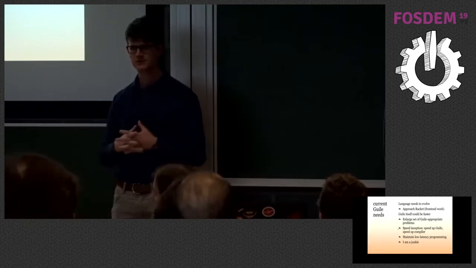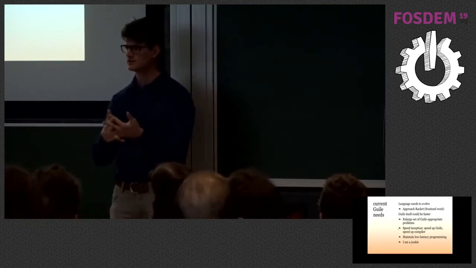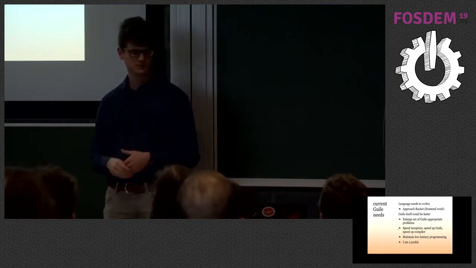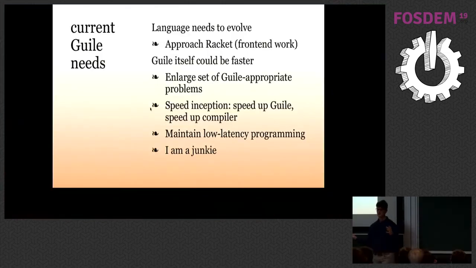And if you think about Guile 2.2, where do we need to go? What do we need to do in the language? What's our goal? What's our direction? What's our purpose? I think on one side, the language itself needs to do a bit of evolving. We haven't really changed the language that Guile implements in a long time. And so we need to update a bit. And I think probably for me, we need to approach Racket. We need to be closer to Racket somehow. That's all front-end work, mostly.